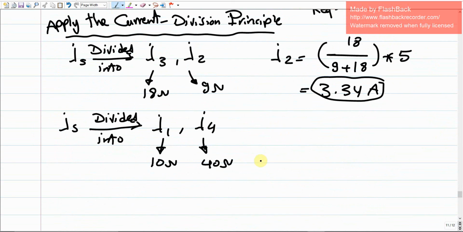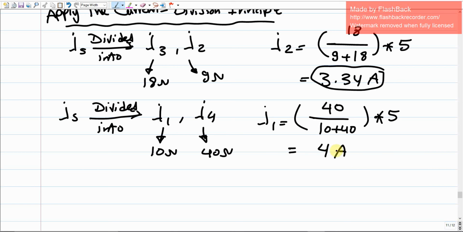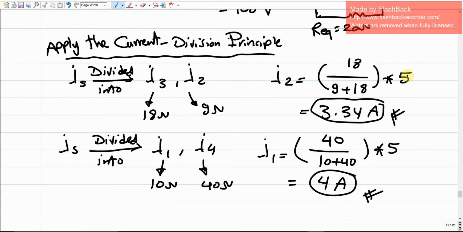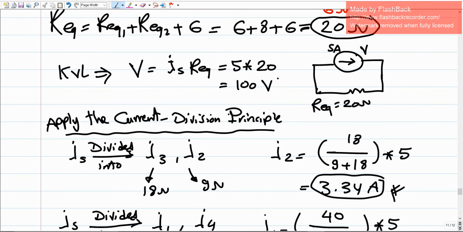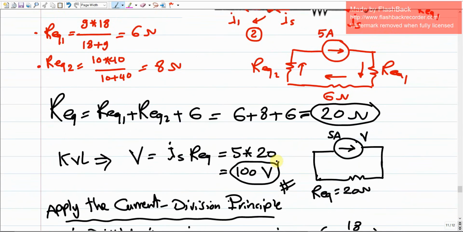Agree? So what does it mean? It means that the current I1 should be the other resistance, which is 40, divided by their sum, which is 40 plus 10, times the total current, which is 5. So this is 40 divided by 50 times 5, which is going to give us 4 ampere. And these are the requirements, I1 and I2, in addition to the total voltage of 100 volt. Make sense? So that's it for today, for this lecture.